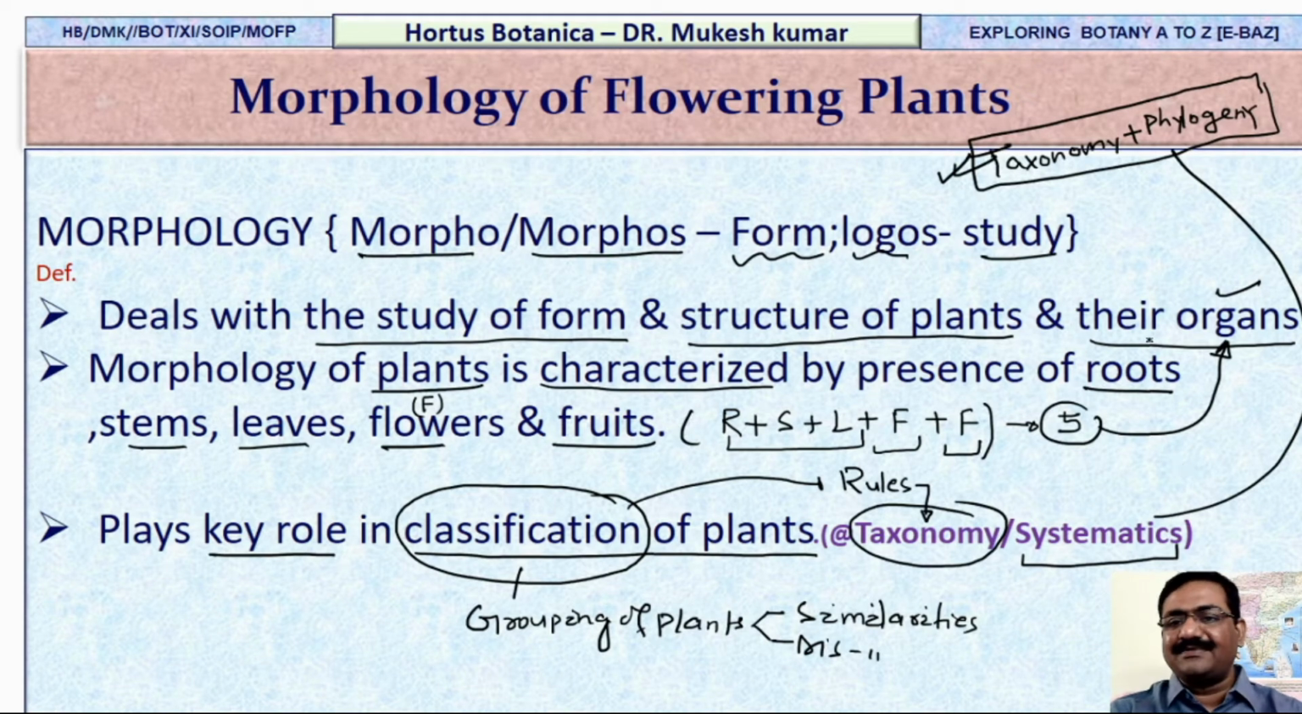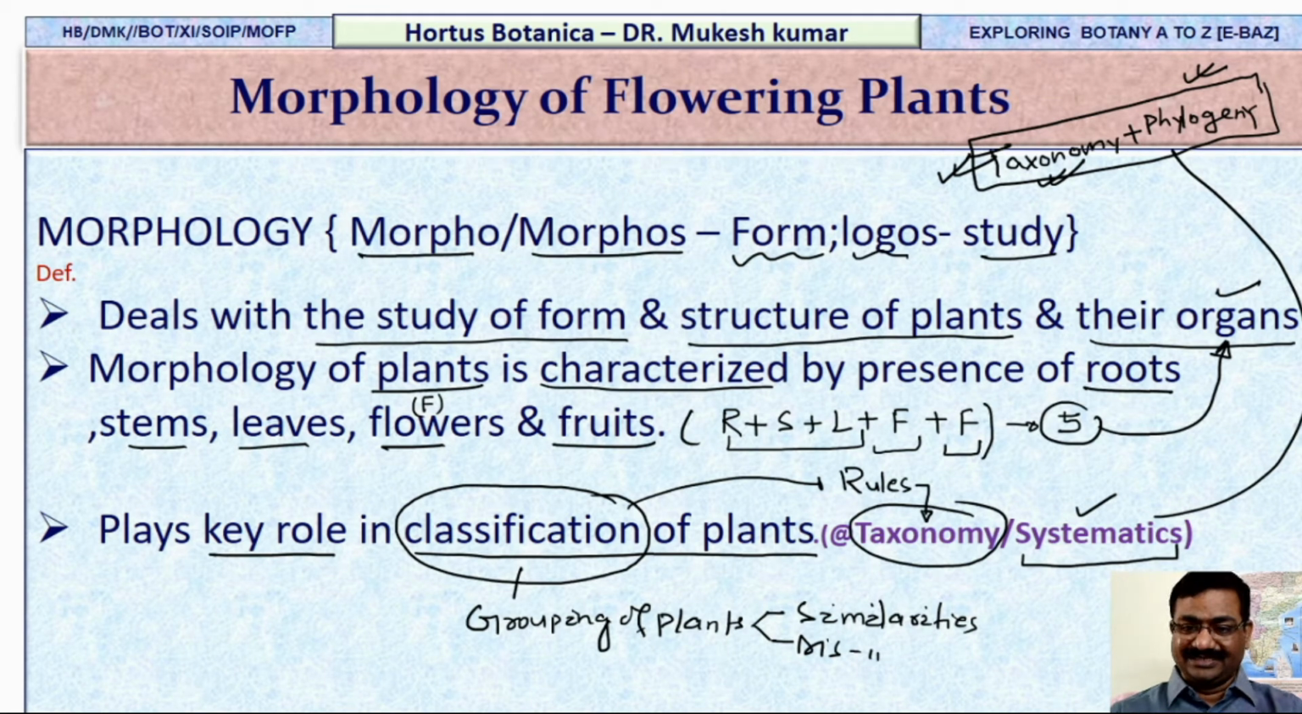So in a nutshell, I will tell you here that if you are going to study the evolutionary characters of organisms, this is phylogeny. And if you are going to classify the organisms and study them on the basis of their evolution, this is called systematics.